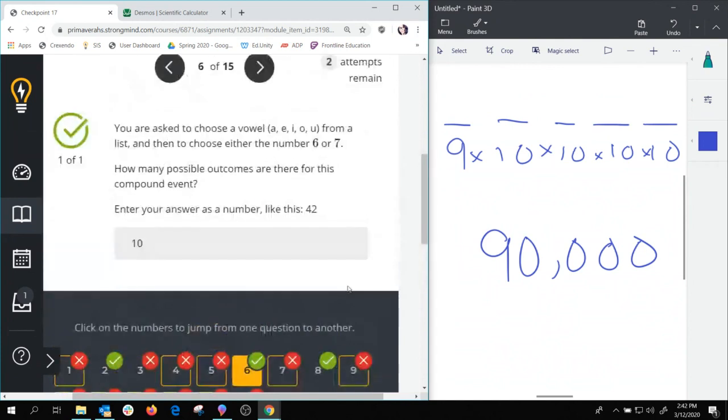All right, number 6. Number 6, we went over in the open session. So for this one with the vowels and the numbers is 10. Do you want me to re-go over how we get this 10, or are we good?